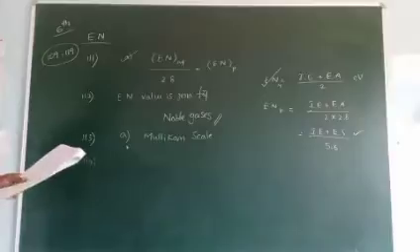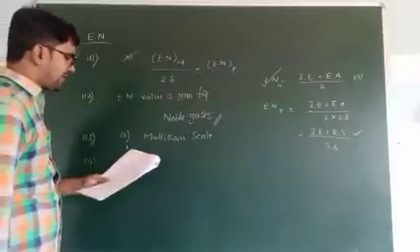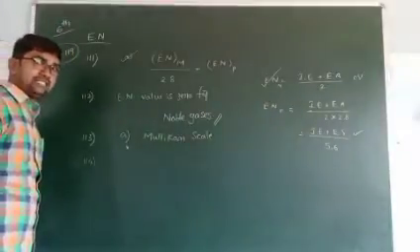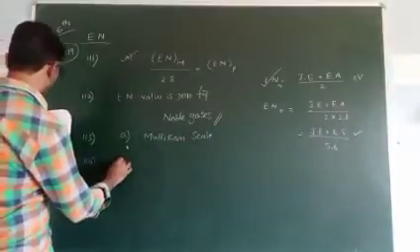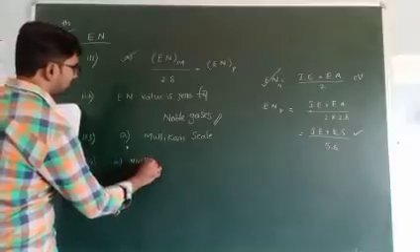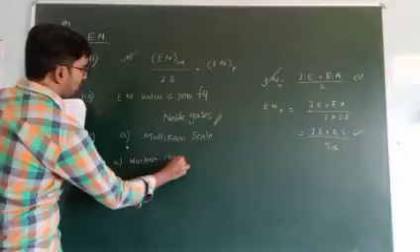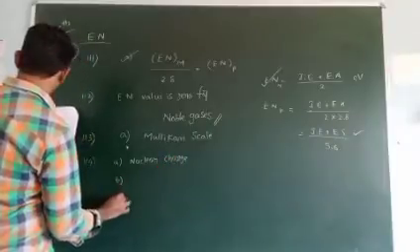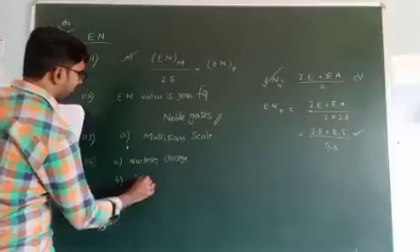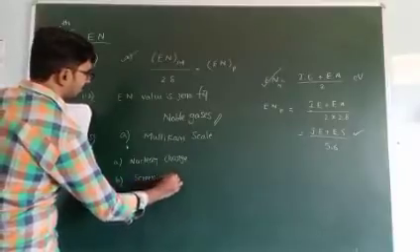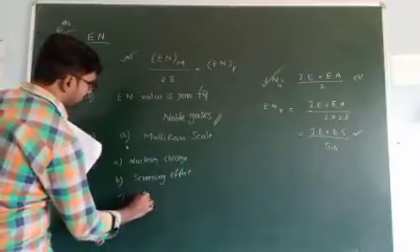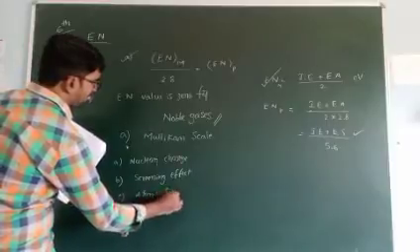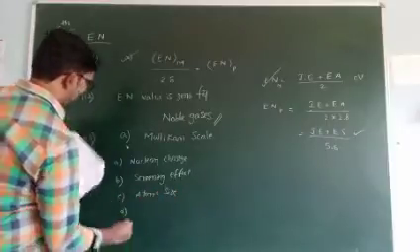114. Which factors affect electronegativity among the following? A is nuclear charge. B is screening effect. C is atomic size. D is oxidation state.